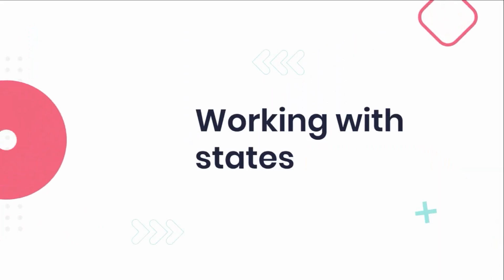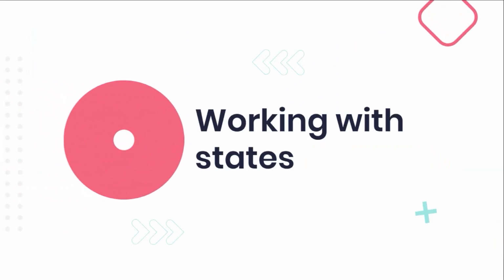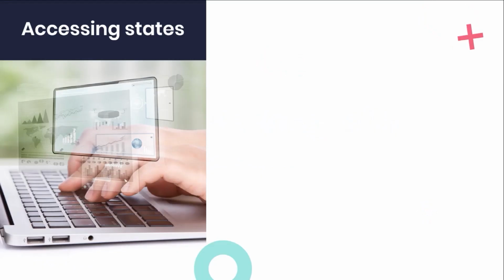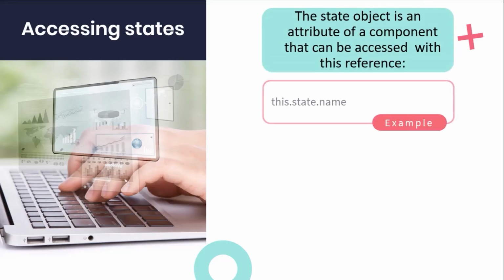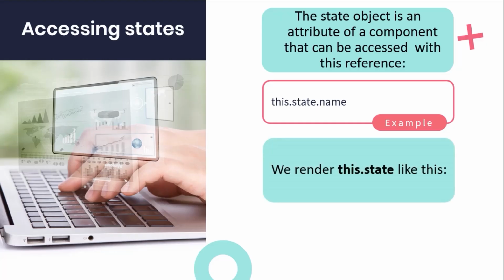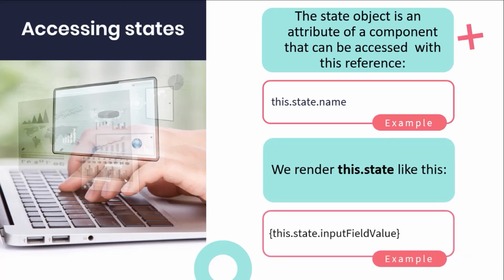To be able to work with states, you need to know how to access values, update them, and set initial values. Let's start off with accessing states in React components. The state object is an attribute of a component and can be accessed with this reference. You will recall that you can access and print variables in JSX with curly brackets, and very similarly, we can render the this.state variable or custom component class attribute in render, like this.